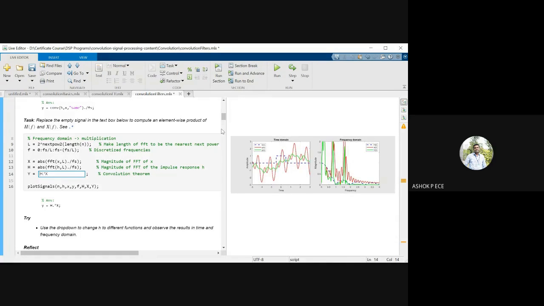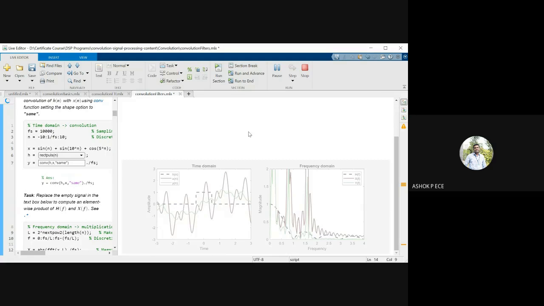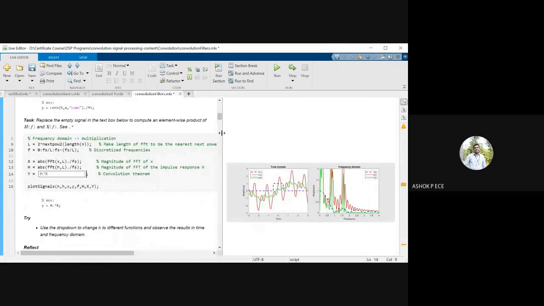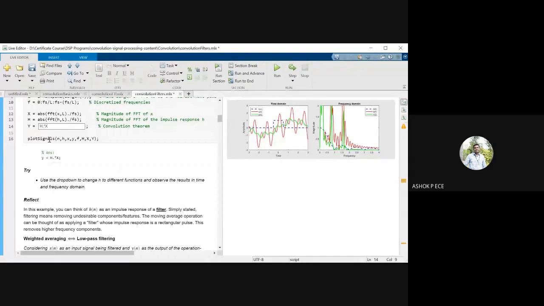Here, time domain and frequency domain. In the time domain, you see h of n is a rectangular pulse, x of n and y of n. In the frequency domain, h of f, x of f, and y of f. When you see the domains, you can say that both are not the same, because definitely a signal will not be the same in the time domain and frequency domain, right? Both will be different. But the final end answer, whatever you do by convolution, the answer will be the same. So if you take the inverse FFT and plot, you will get the same answer for x, h, and y.